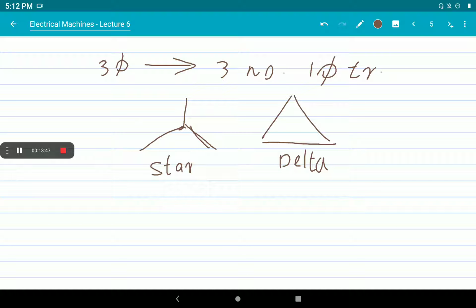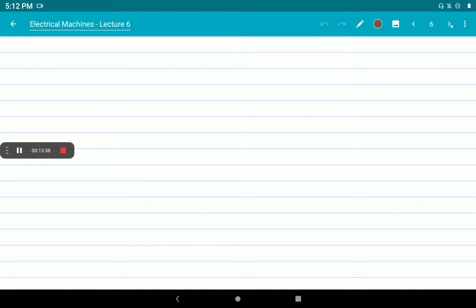Okay, so that is core type and shell type construction of transformers. Then I am just explaining the schematic diagram of a single phase transformer.